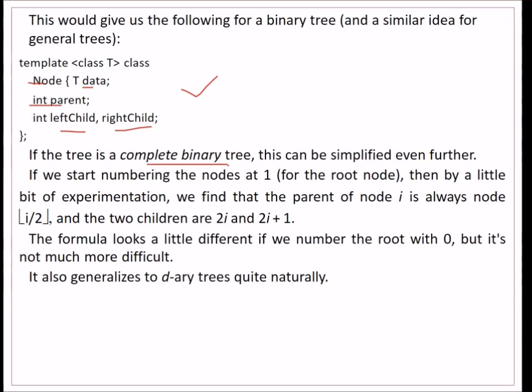If the tree is a complete binary tree, it will be simpler. If we start numbering the nodes at 1, that is, the root node, then by a little experimentation we find that the parent of node i is always node i/2, and its 2 children will be 2i and 2i+1. This formula looks quite different if we number the root with 0, but it's not that difficult. It also generalizes to d-ary trees, that is, not binary meaning 2, but n-ary trees, quite naturally.